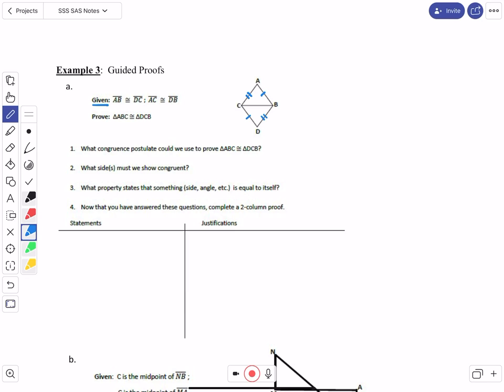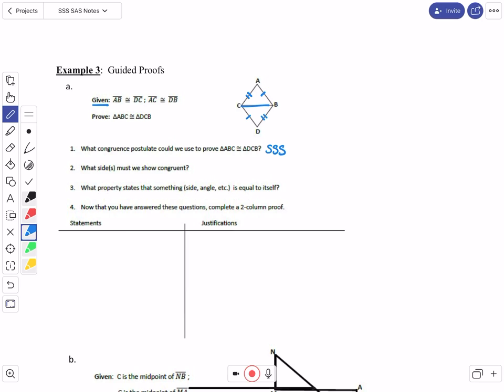Okay, so what congruence postulate could we use to prove the triangles are congruent? Well, it looks like we could probably use side, side, side. Because notice we've got two sides, and it looks like they share a side. And what sides must we show are congruent? So these are just guiding questions that we're just talking through. What sides must we show are congruent?